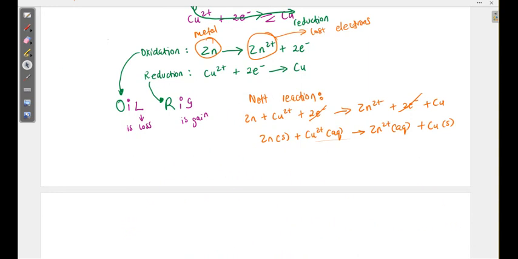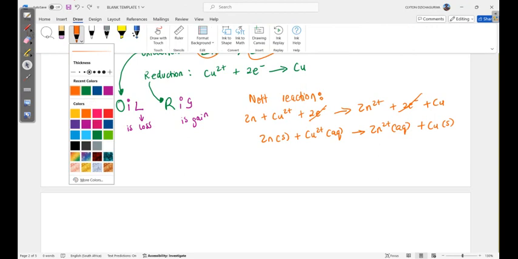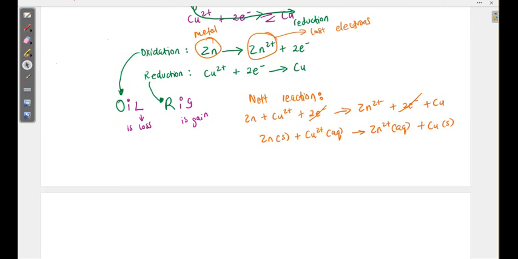So this is the net reaction. From the net reaction, another thing that they can now ask you is to tell them which one is the reducing agent, and then which one is the oxidizing agent. Now, which one would you say is the reducing agent?